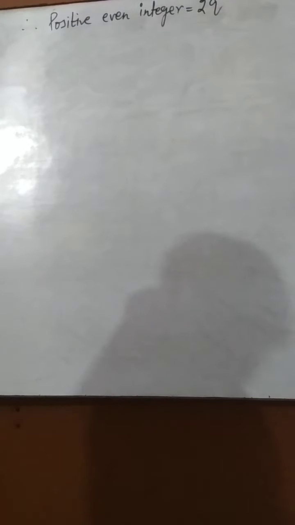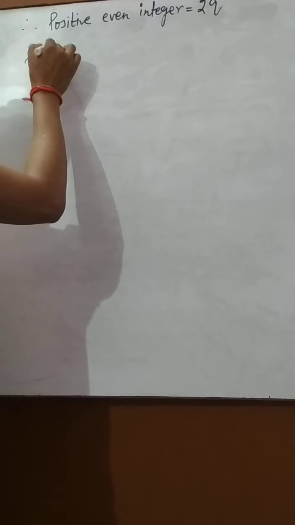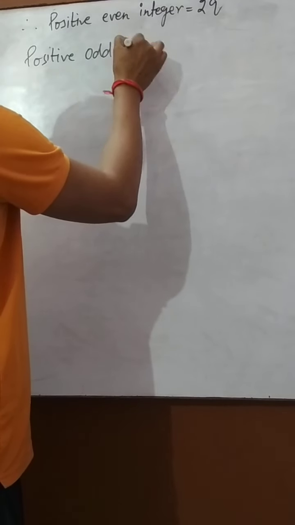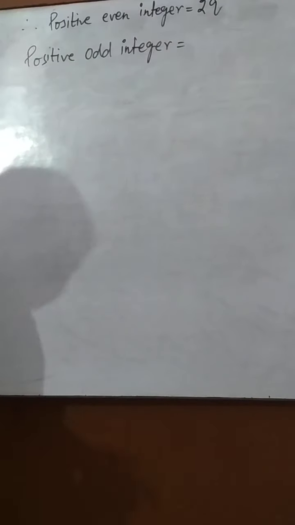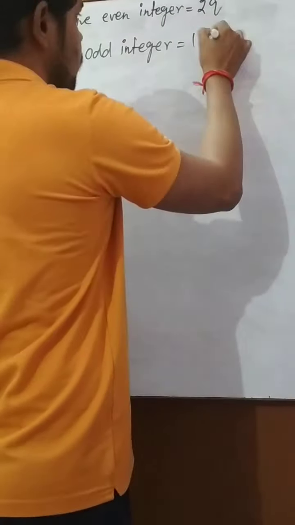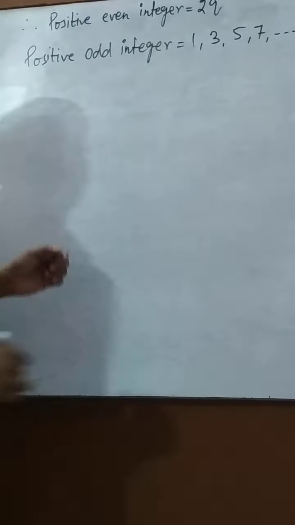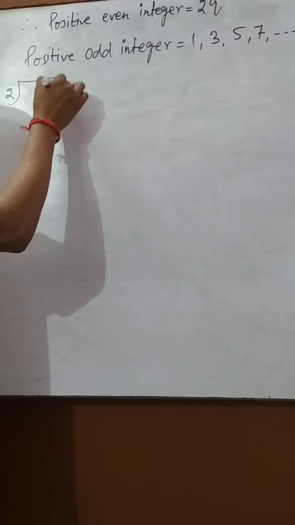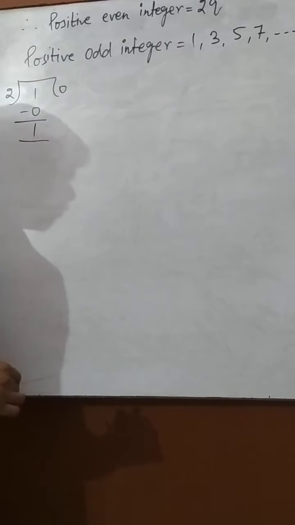The second is positive odd integers. So positive odd integers we need to write: 1, 3, 5, 7 and so on. First we will divide 1. 1 is not divisible by 2, so you will get the remainder 1.